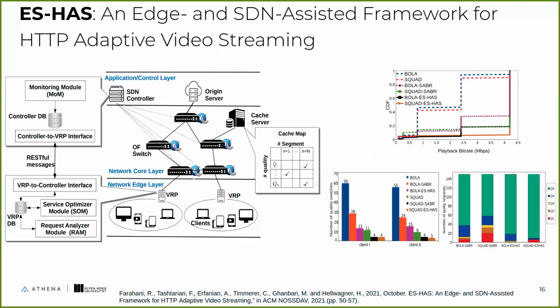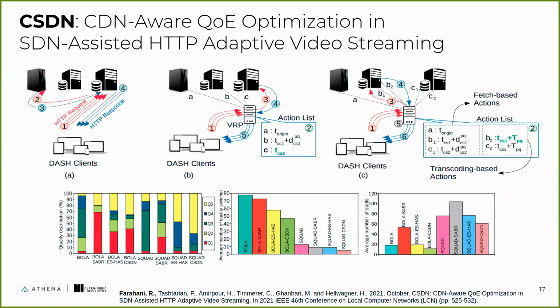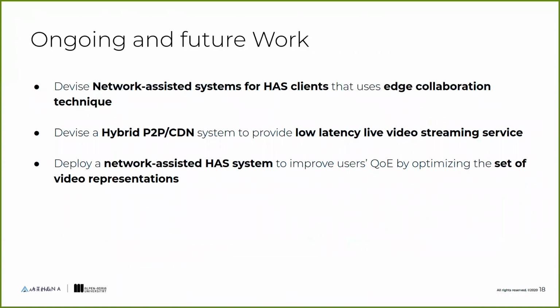As for publications, we have two accepted papers, in ACM NOSSDAV called ES-HAS, and also CSTM for IEEE LCN, in which we try to introduce an edge component and use capabilities like transcoding at the edge or optimization at the edge by replacement of quality. And in both of them, we could improve the performance of state-of-the-art approaches in terms of QoE.